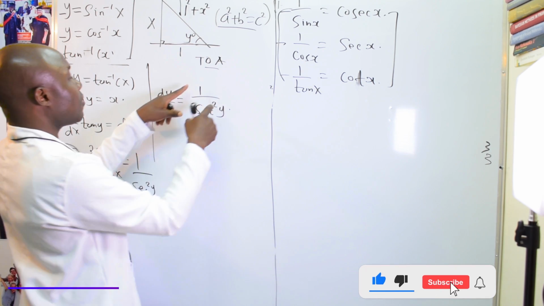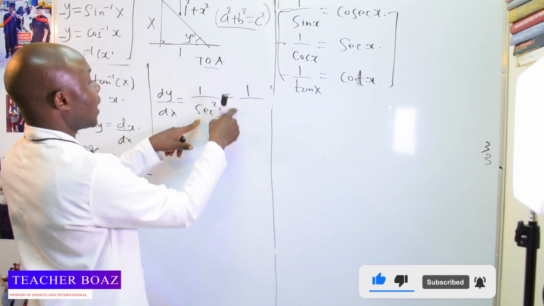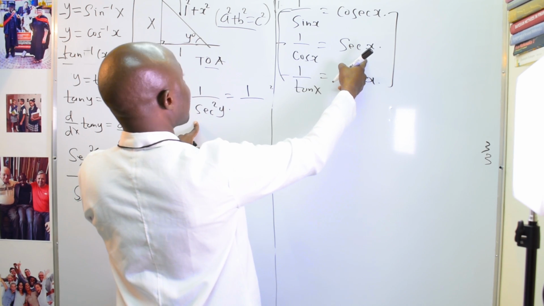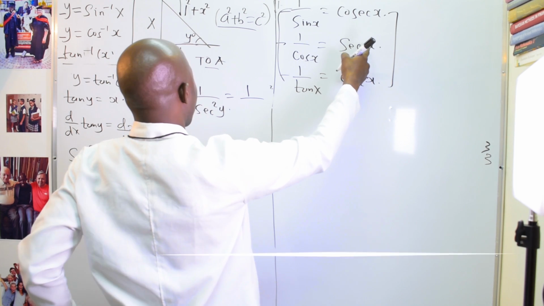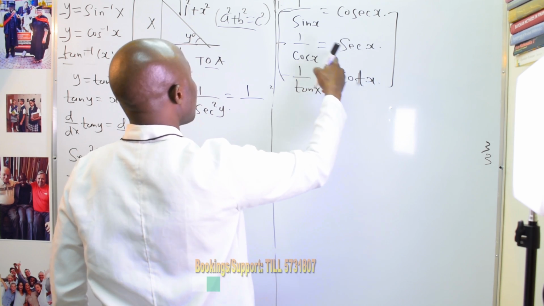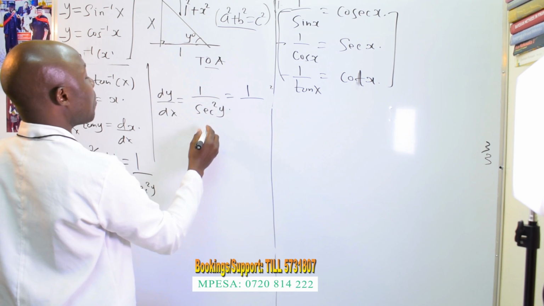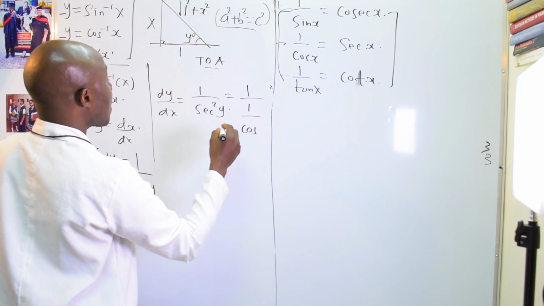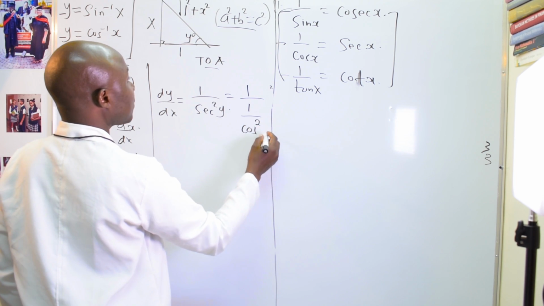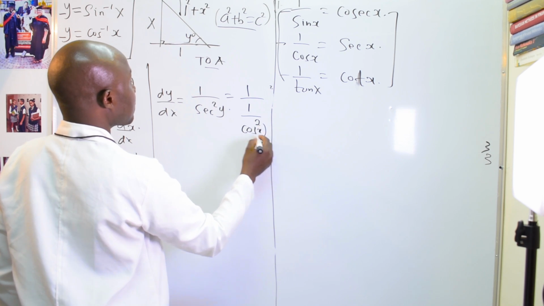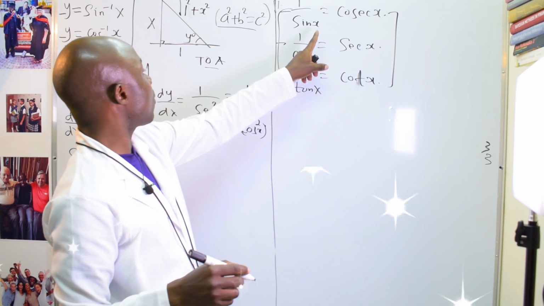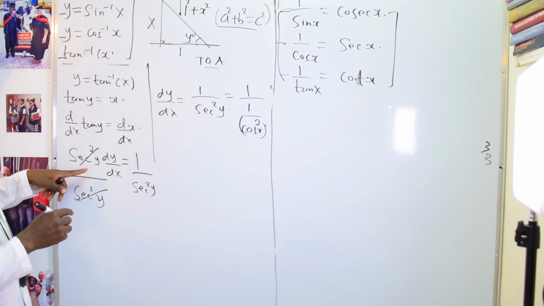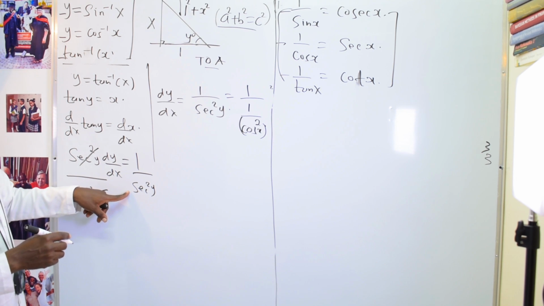Now you say, instead of writing 1 over sec squared y, remember the sec is here. Whenever you want to get sec, the sec is 1 over cos. So you just replace it to be 1 over the cos. But remember, you have to square it because we take the cos squared x, because we know that whenever we take 1 over cos x, we get the sec x. And the sec squared x was the derivative that we had gotten at this part.